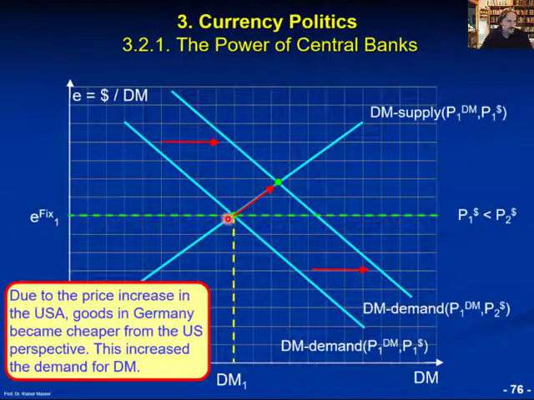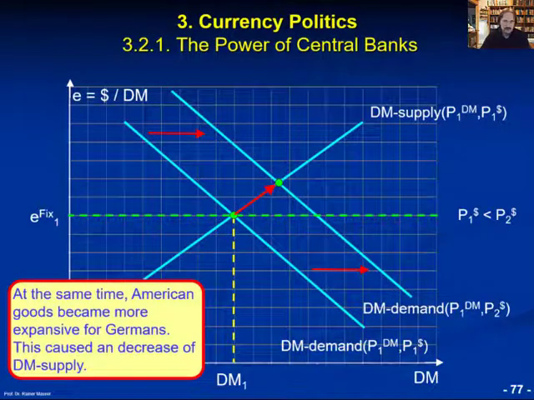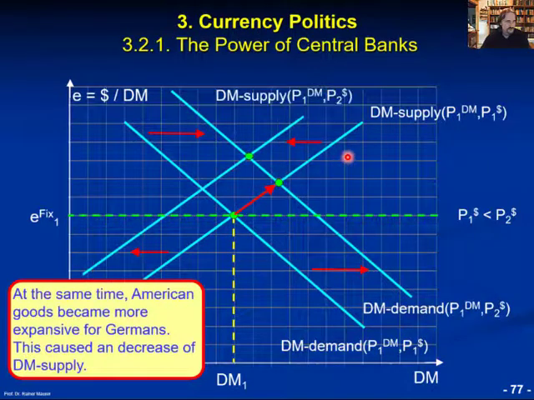This in turn caused the exchange rate of the Deutsche Mark against the dollar to appreciate. At the same time, American goods became more expensive for Germans. This caused then a decrease of the Deutsche Mark supply on the exchange market. So the Deutsche Mark supply shifts to the left, which caused in turn a further appreciation of the Deutsche Mark.